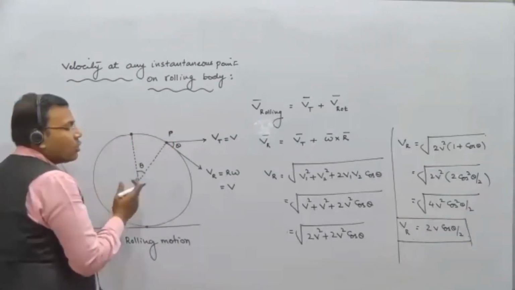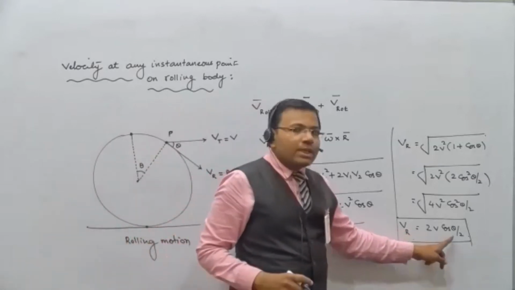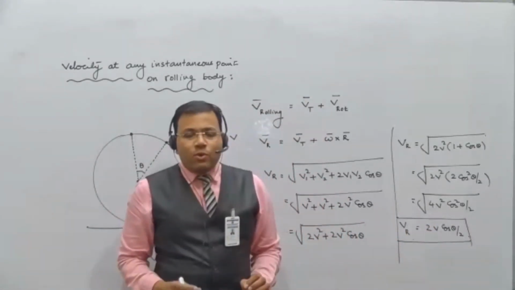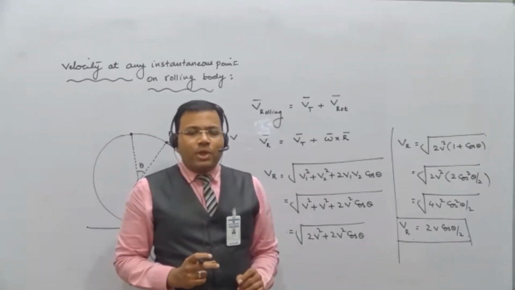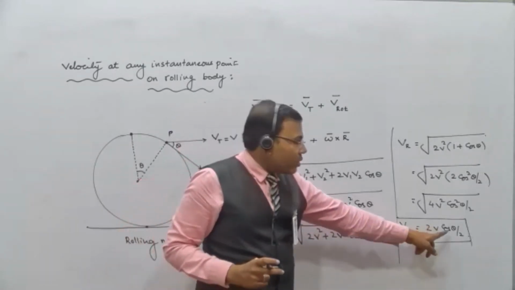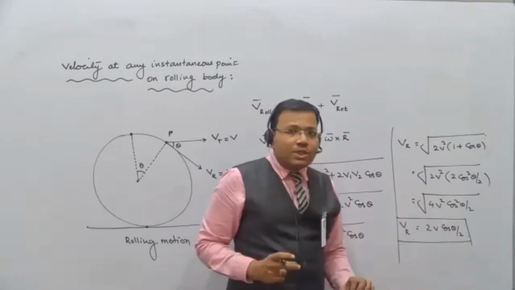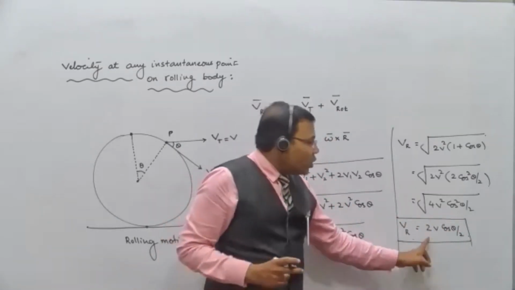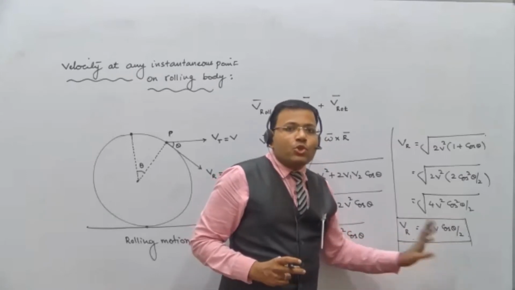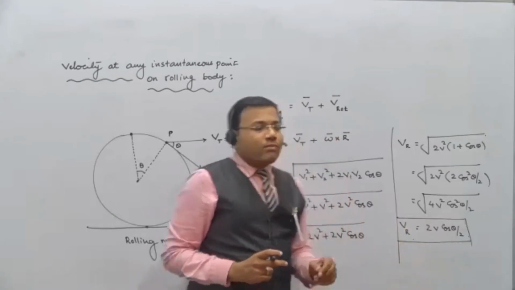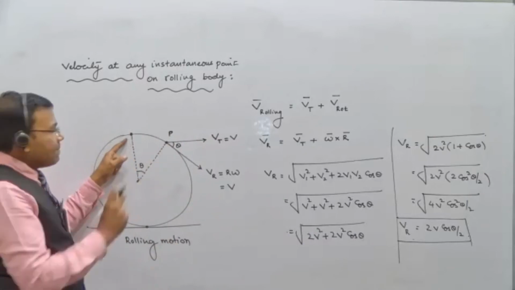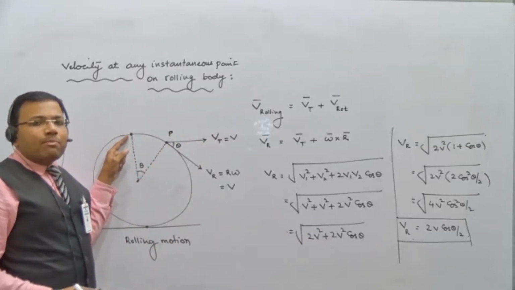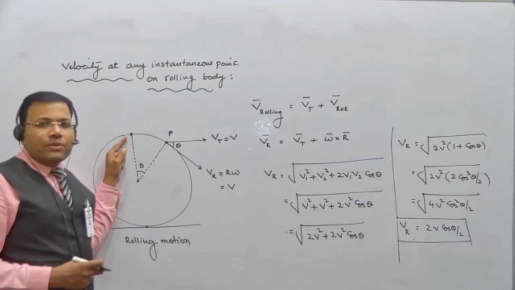Theta as 0. So if you substitute in this theta 0, cos theta by 2, so 0 by 2 is 0, cos 0 it is 1. So 2v into 1, answer is 2v. So at the topmost point, the answer we are getting as per the expression is 2v, and we have already seen in the general example, the topmost point will have the velocity 2v.